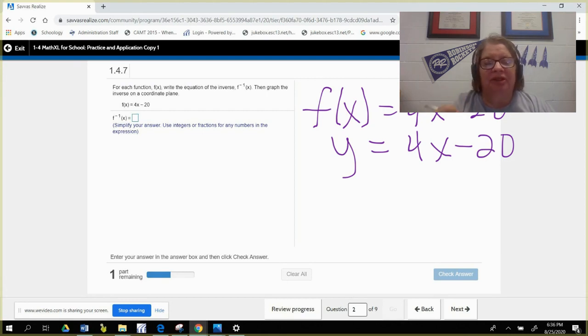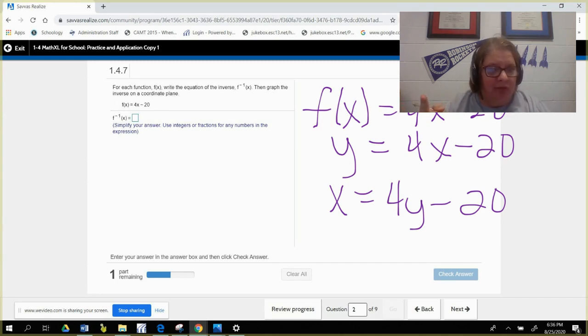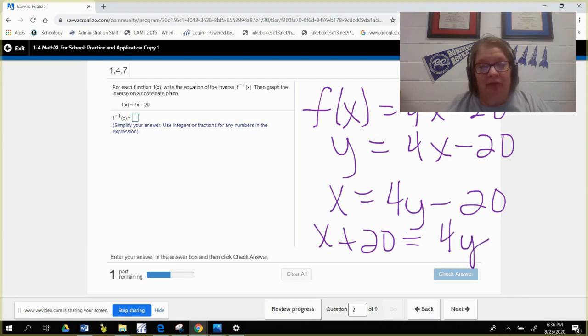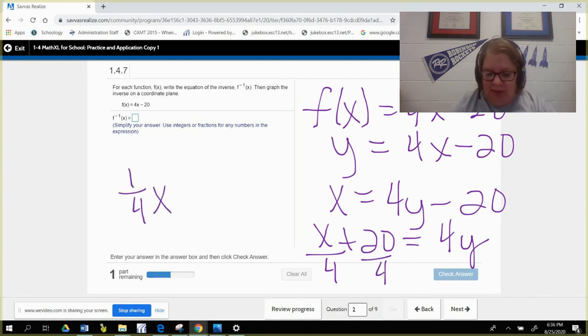Now, first step in finding the equation inverse. Remember, we have 2 steps. Switch, solve. So what are we switching? We're switching the x and the y. We did the switch. Now we're going to do the solve. What do we solve? We solve for the y. How do I get rid of minus 20? And then how do I get rid of times 4? Divide by 4, divide by 4, which leaves me 1/4 x plus 20 divided by 4 is 5.